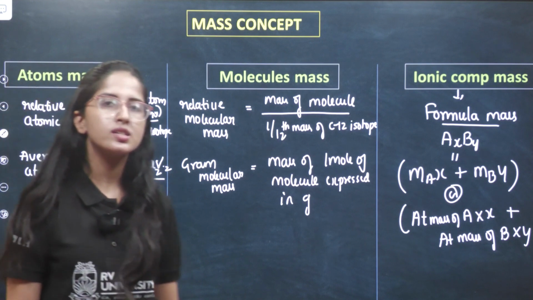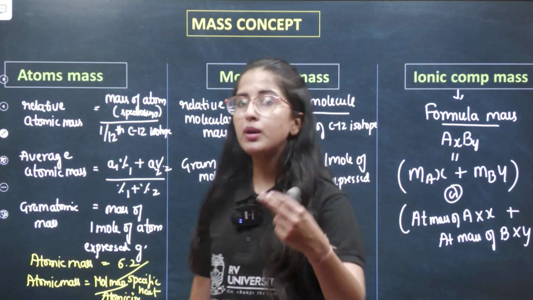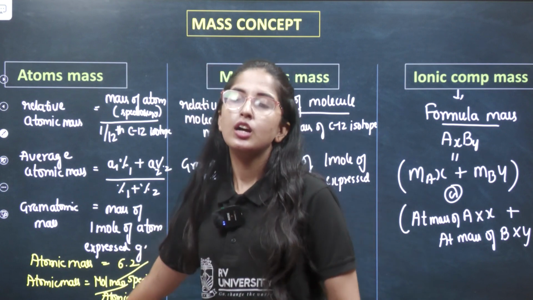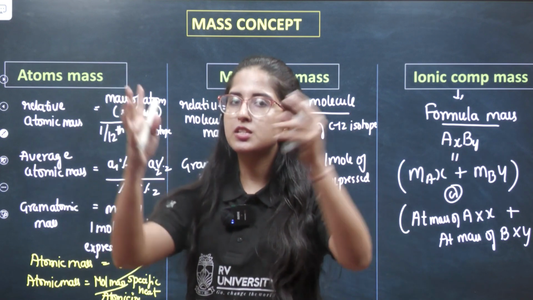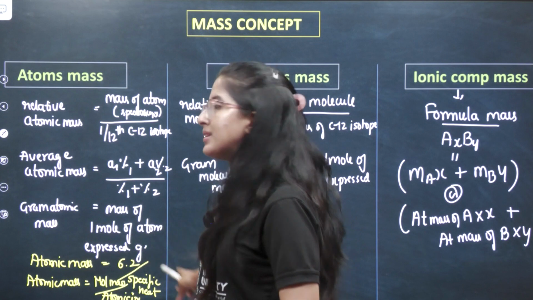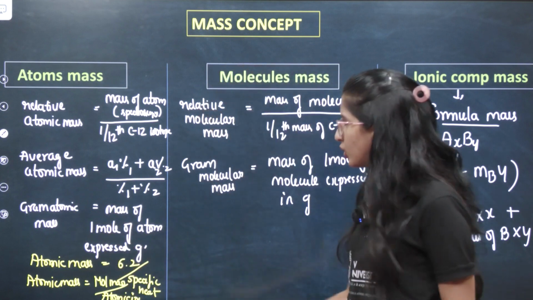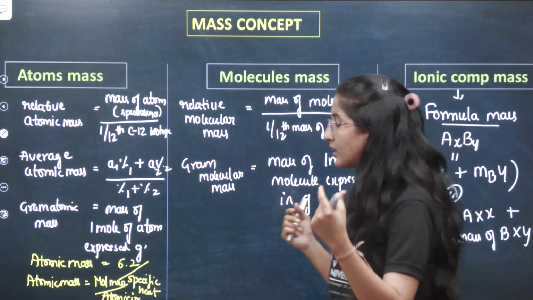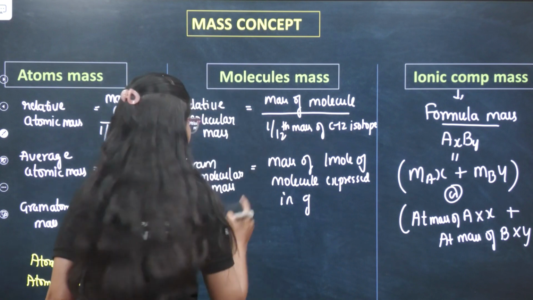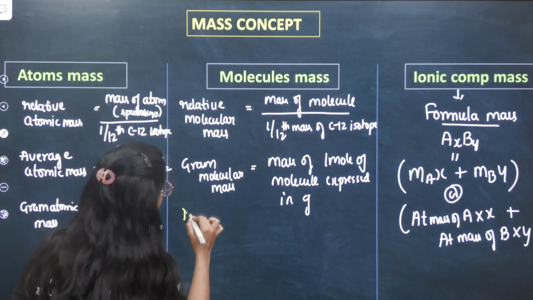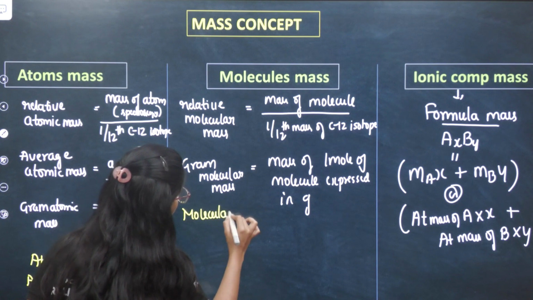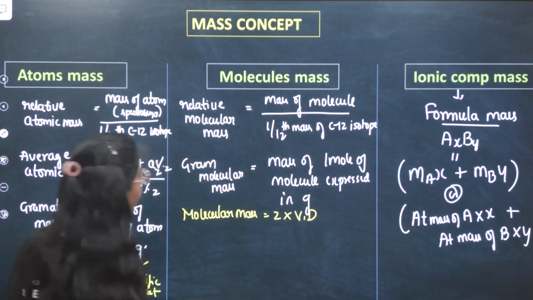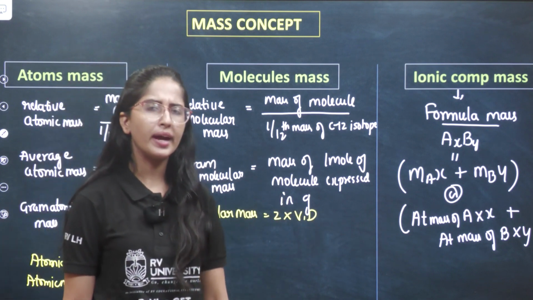Suppose an oxygen molecule O2 is given and they ask you the atomic mass of oxygen. You take the molecular mass and divide. To get oxygen, 2 oxygen atoms must combine to give O2, so atomicity will be 2. You will take molecular mass divided by 2. Understood? Next, for molecular mass, a miscellaneous question might use vapor density: molecular mass will be equal to 2 into vapor density.